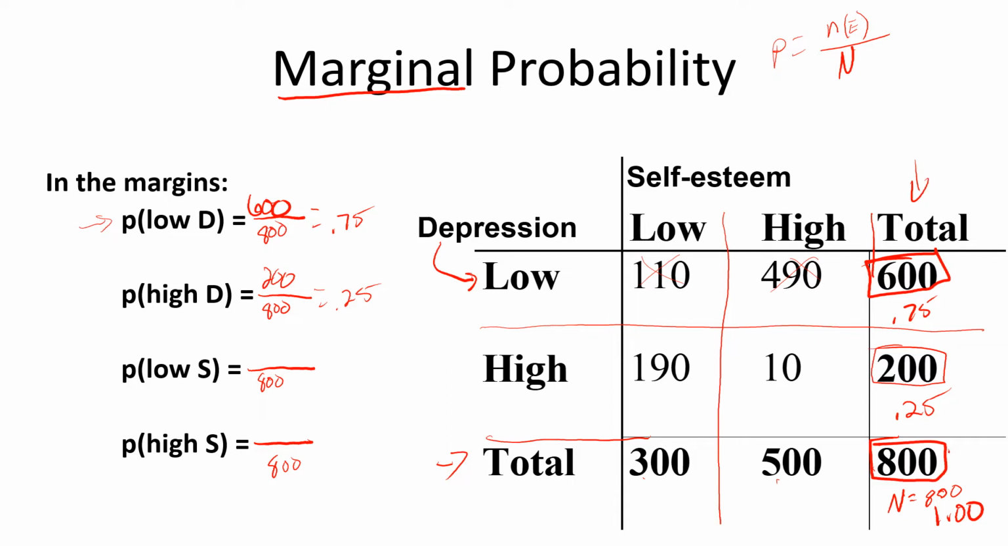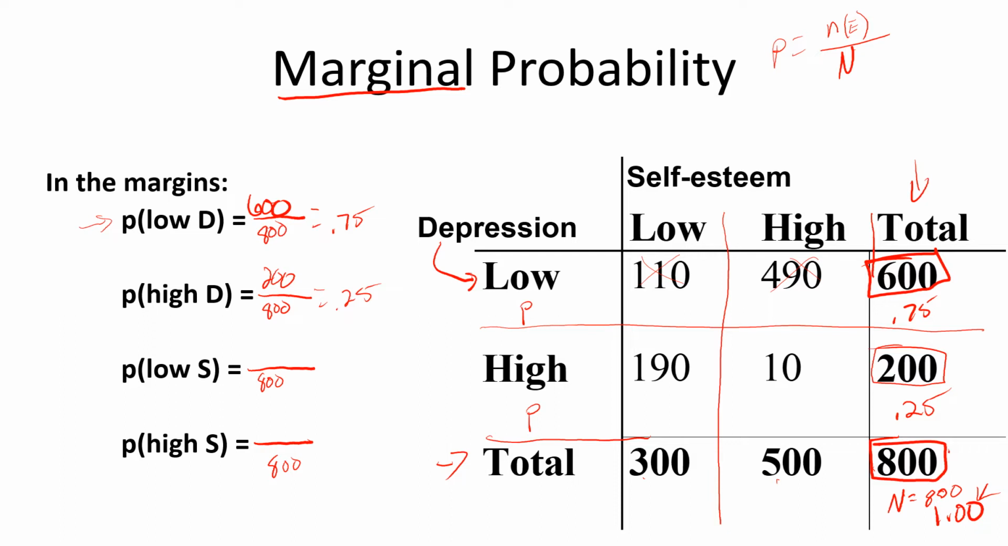If you add your probability, I'm just going to put some P's here so you see that we're looking at probabilities across the way. Our probability of having low depression is 0.75 and high depression is 0.25. You add those together, 0.75 plus 0.25, you get 1.00. So that's something you can do to double check your work. If I gave you just 0.75 there, and I didn't even give you the 200 or the 0.25 for high, you'd automatically know that it was 0.25 because 0.75 plus 0.25 equals 1.